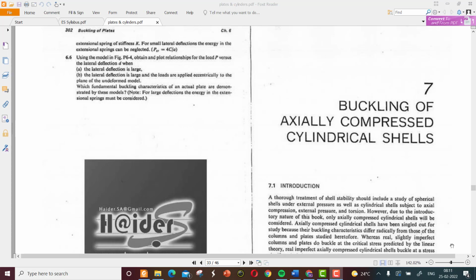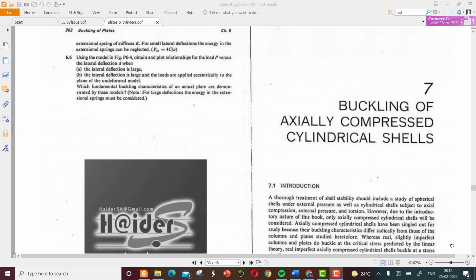already present in the shells, and the membrane action resulting from the secondary middle surface forces therefore has to be accounted for in the case of shells, and this is also required for the case of large deflection studies on plate.